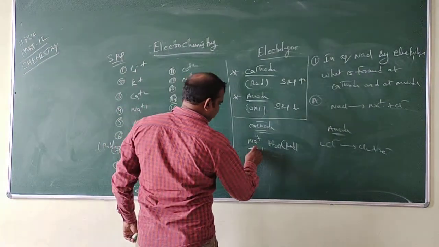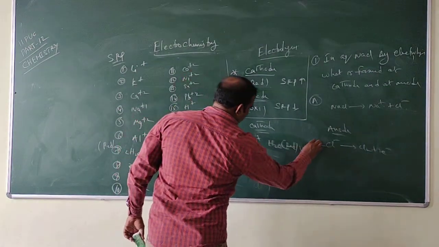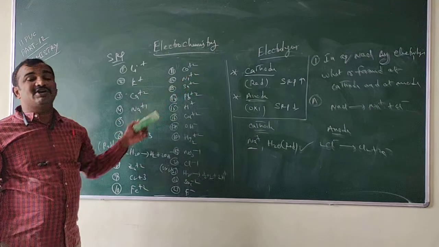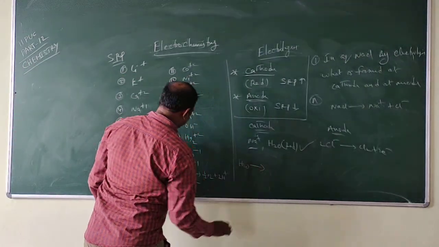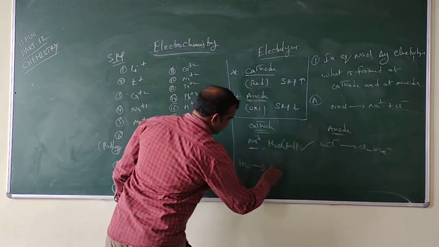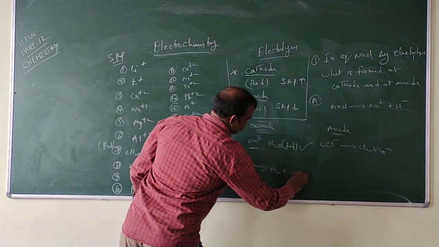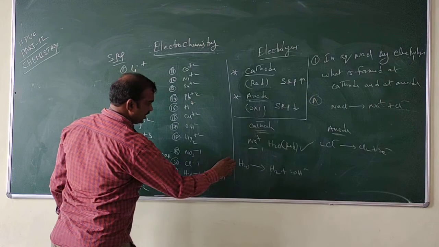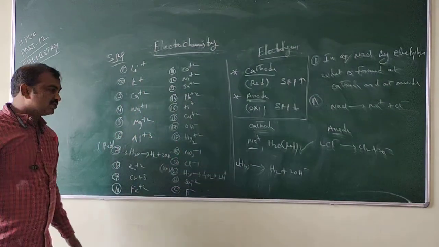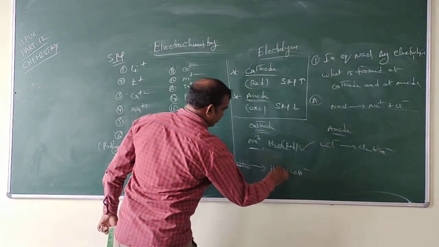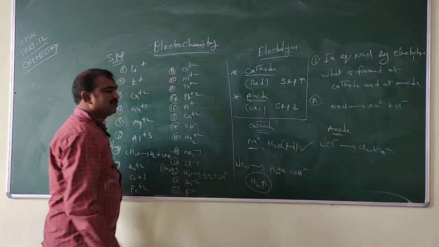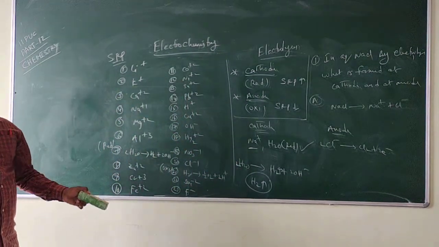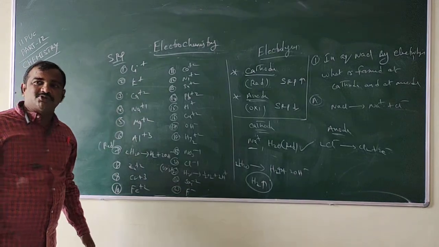So this will not be considered. This only will be considered because cathode SRP value is more. So H2O on reduction, what product is found? H2 plus 2OH-. So which product is formed at the cathode? H2 gas is formed at the cathode. Like this, we have to calculate the anode also.